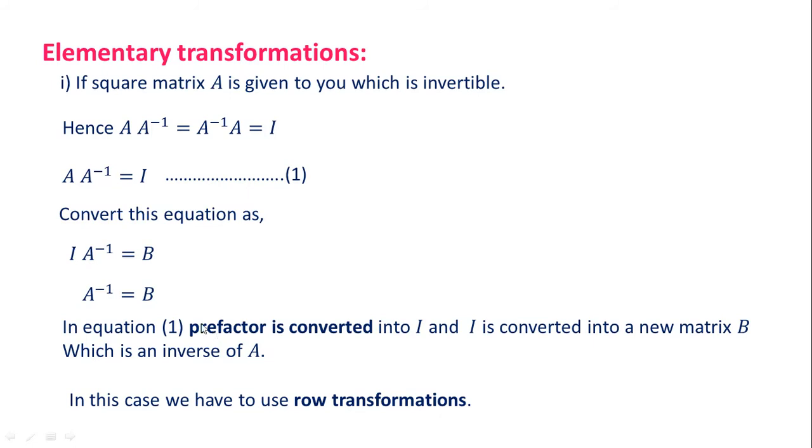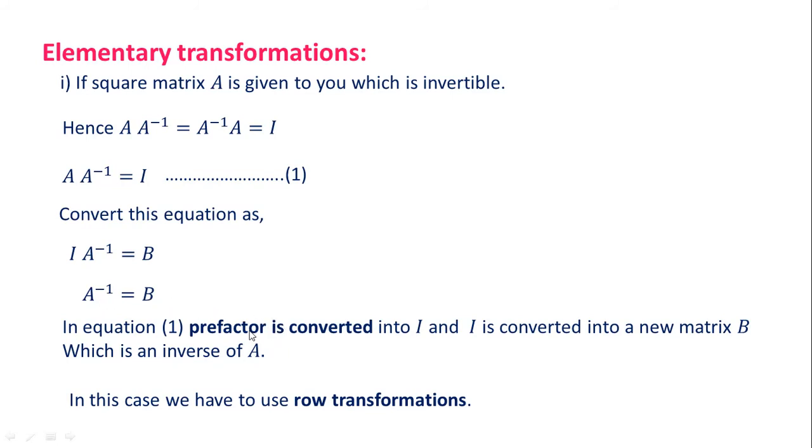So always remember, when you want to convert prefactor, then use the row transformations, because here compulsory we have to convert the prefactor, because prefactor gets converted into I, and this I converts into B. So that's why we get A inverse is equal to B. Don't convert this A inverse, okay? A inverse remains as it is because LHS contains A inverse. So A inverse is equal to B.